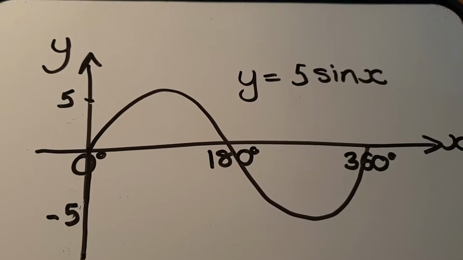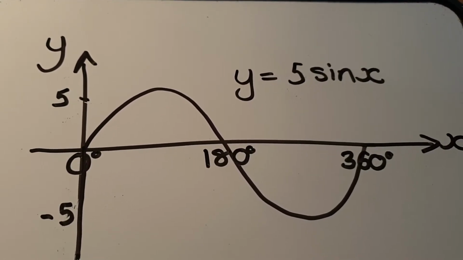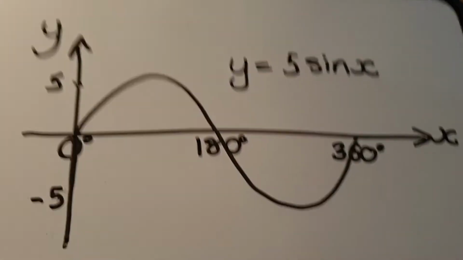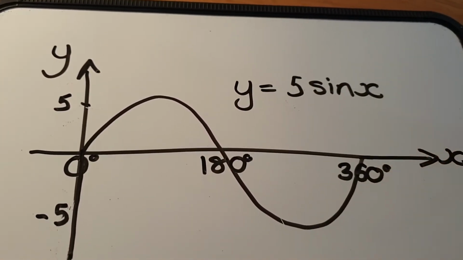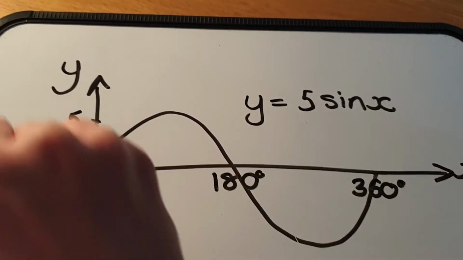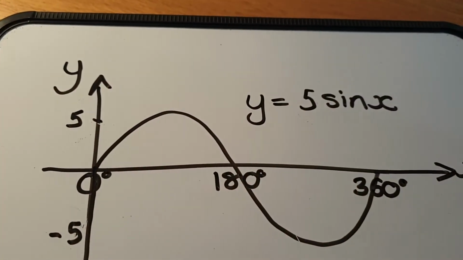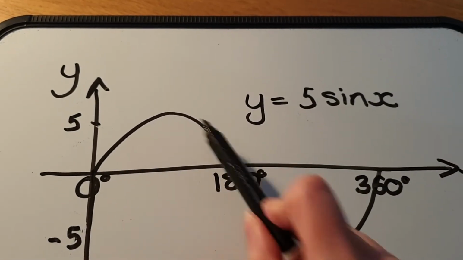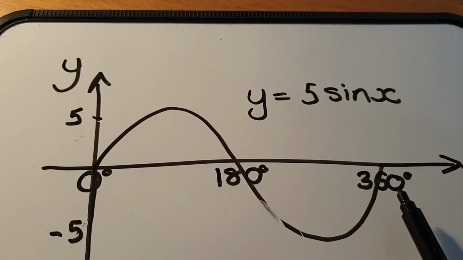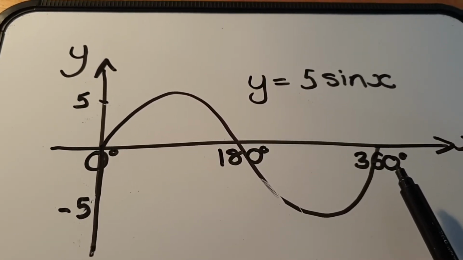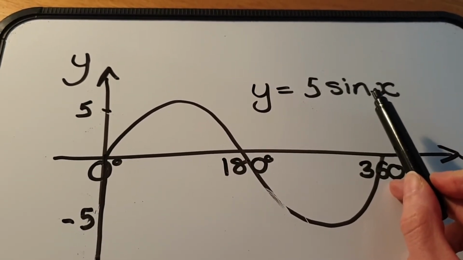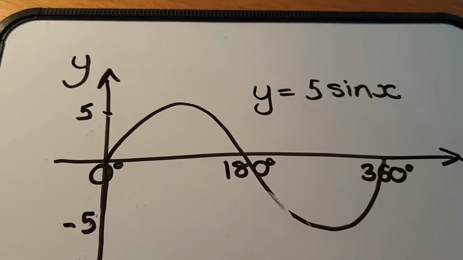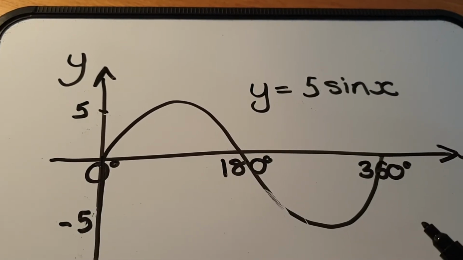The period is how many degrees one curve takes. So that is one curve, because the sine curve's continuous, it'll keep going. So it'll go back here as well, okay? You can keep drawing it. But one curve is finished at 360 degrees. So the period of all sine graphs, as long as there's no number in front of the x, is 360 degrees. If there's a number in front of the x, it's different.